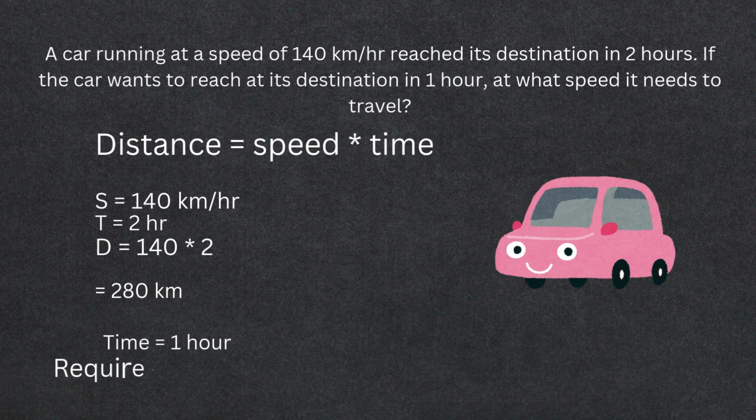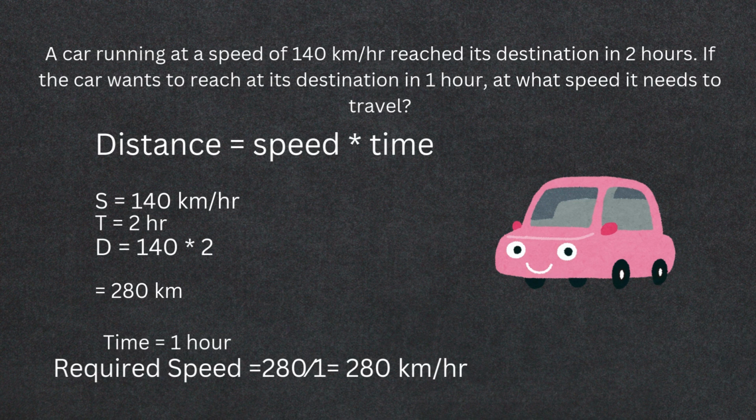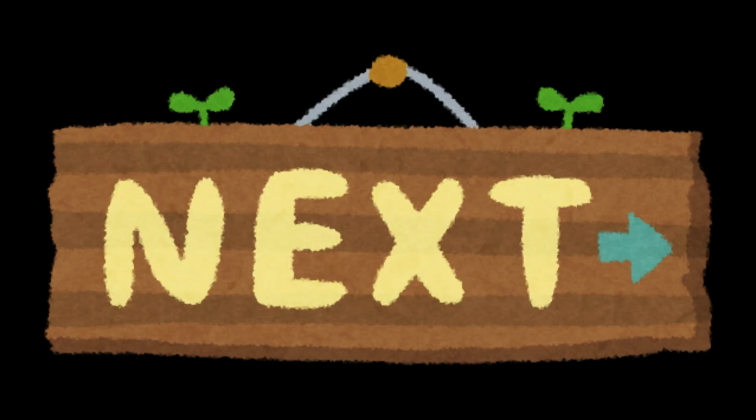Now, if the car wants to cover the same distance in 1 hour, we have to use the speed formula: speed equal to distance by time. The required speed is 280 by 1, which is 280 only. So 280 km per hour. Our final answer is the car needs to travel at 280 km per hour to reach its destination in 1 hour. Let's go for the third sum.